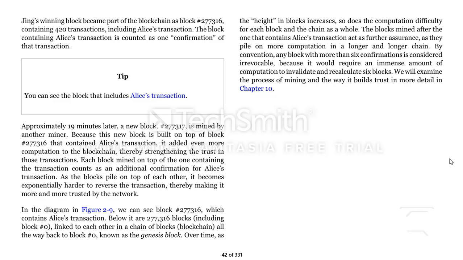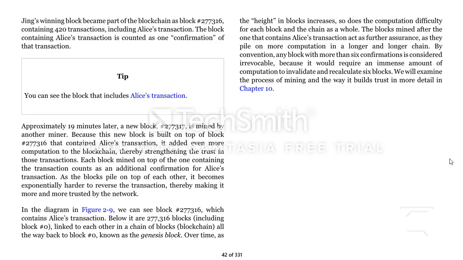Jing's winning block became part of the blockchain as block number 277,316, containing 420 transactions, including Alice's transaction. The block containing Alice's transaction is counted as one confirmation of that transaction. You can see the block that includes Alice's transaction.